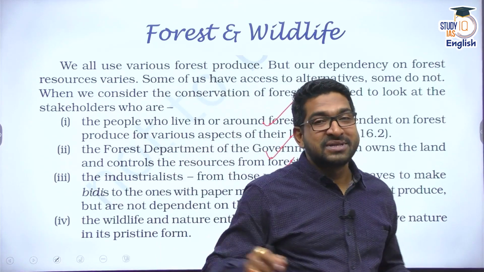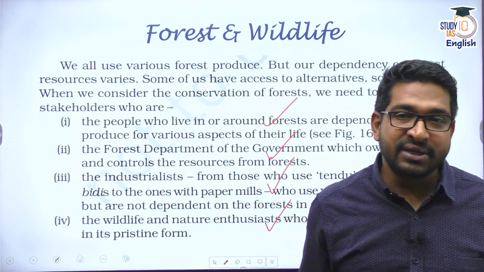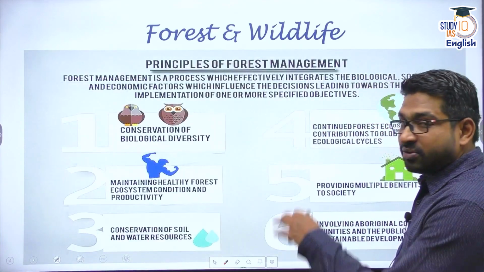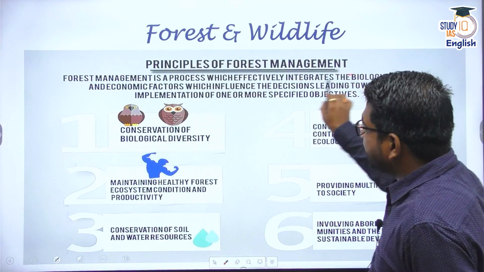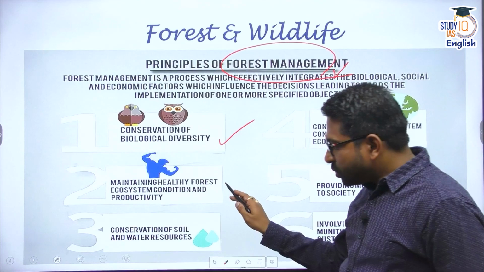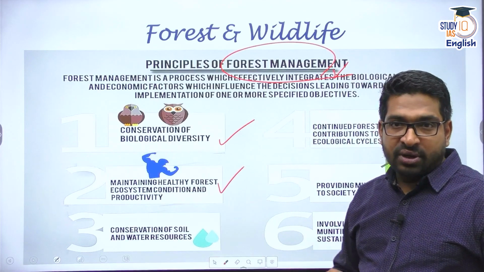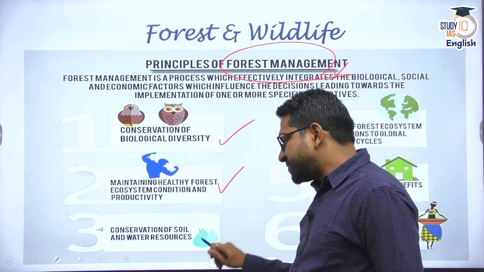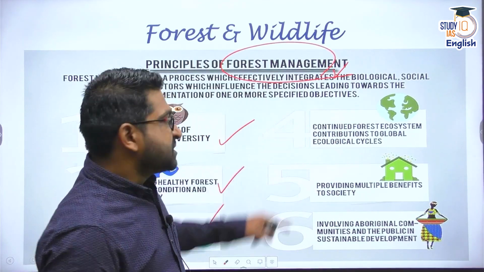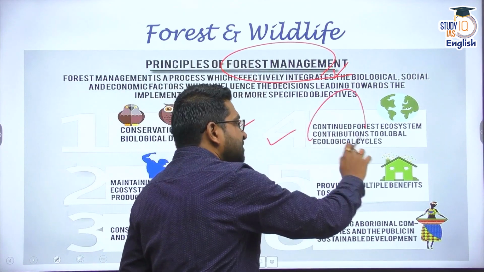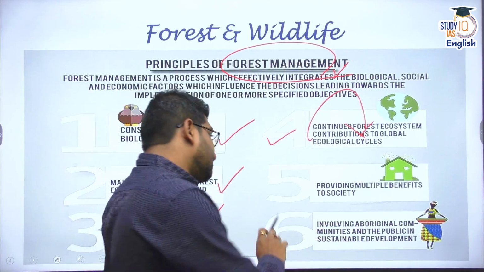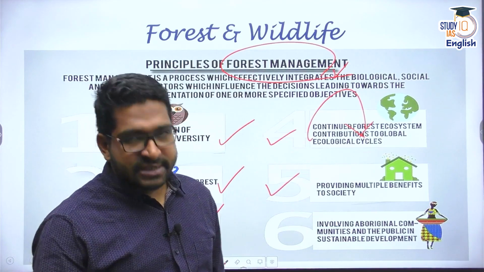So different stakeholders have to come together to safeguard and conserve these forests. And if we have to protect them, we need to follow the forest management principles. We need to protect the diversity. We need to ensure that we use it sustainably. We need to ensure that the edaphic factors and the hydrological factors are used sustainably. The forest ecosystem ultimately contributes to the ecological cycles. Climate change can be countered by increasing more and more forests. Of course, use the benefits, but use them in a sustainable way.